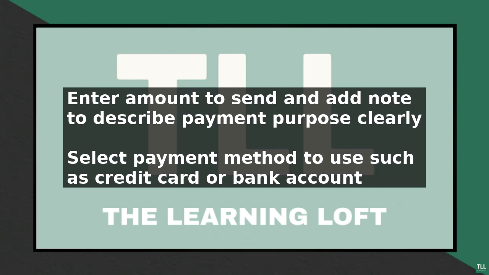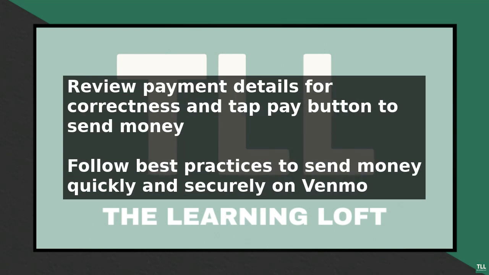The recipient will receive a notification that they have received a payment from you, and they can then transfer the money to their bank account or use it to make a purchase. It is worth noting that Venmo offers a number of security features to protect your transactions, including encryption and two-factor authentication. Additionally, Venmo is a peer-to-peer payment service, which means that the money is transferred directly from your account to the recipient's account, without the need for intermediaries.